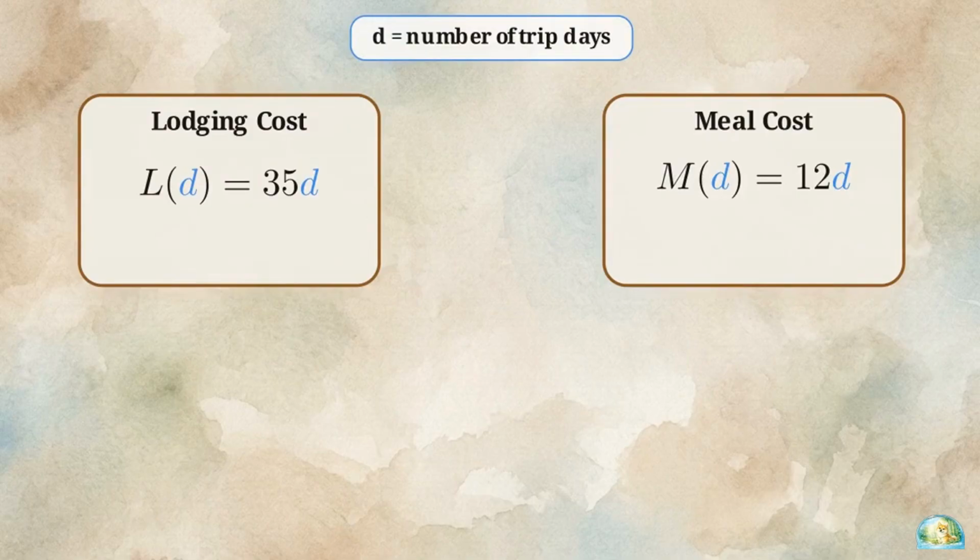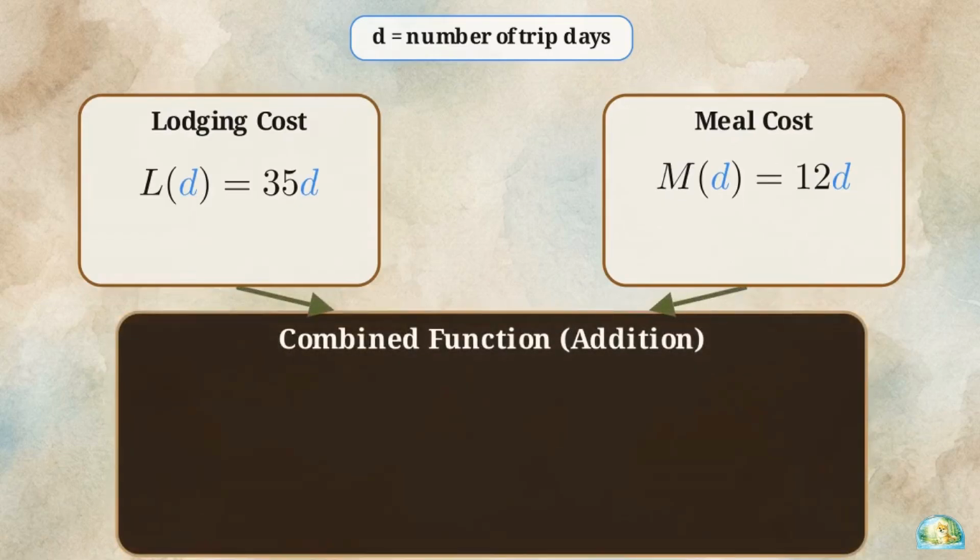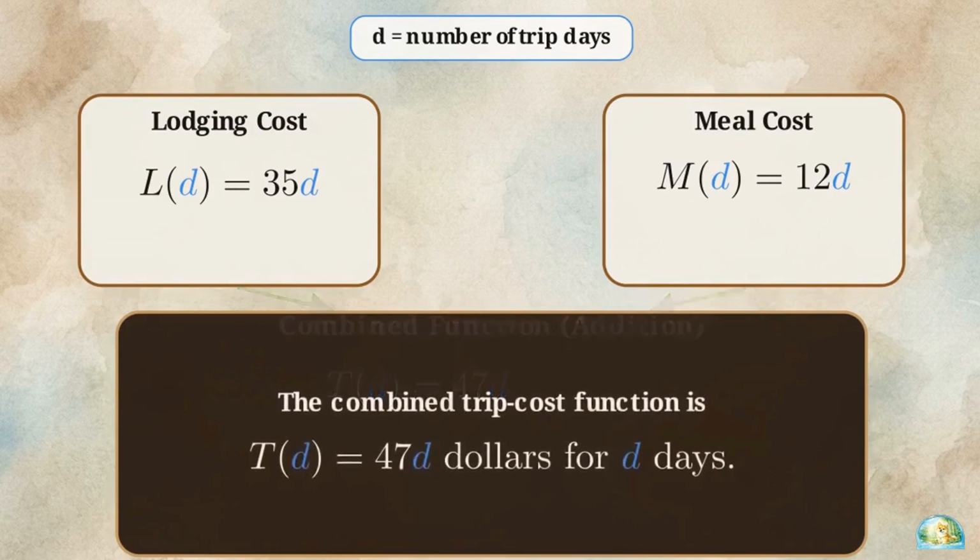Both component costs use the same input, D, which is the number of trip days. Since they share that input, we add the two outputs to find the total. The combined function is T of D equals L of D plus M of D, which is $35D plus $12D, or $47D. The combined trip cost function is T of D equals $47D for D days.